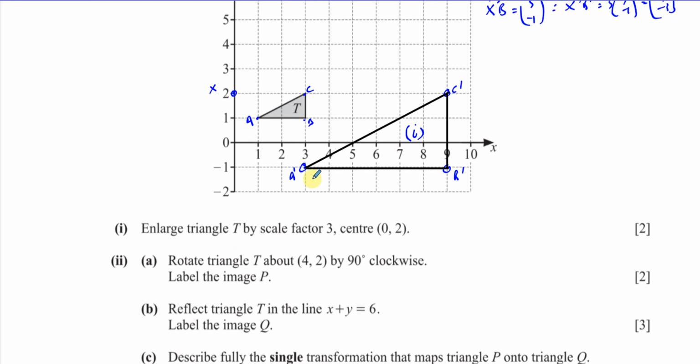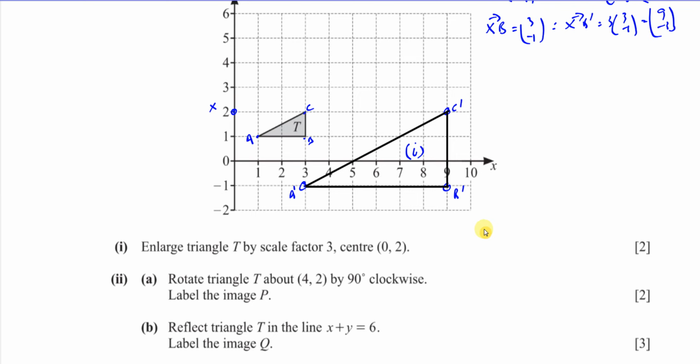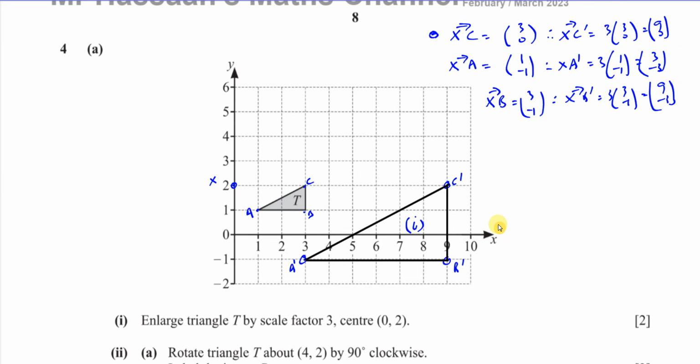Part 2 says rotate triangle T about 4, 2 by 90 degrees clockwise. So first of all, let's look at the center. 4, 2 is over here. That's the center of rotation, 4, 2. So we've got to rotate it about this center.